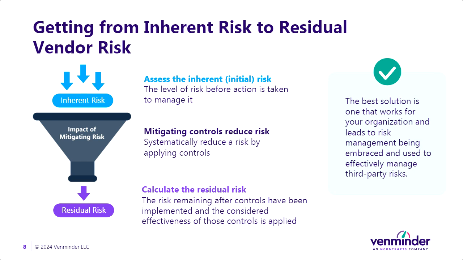Some of these controls could be systematically reducing the risk by applying certain controls, or there could be other manual processes that are in place to do that. The result, after all of those controls are applied, is then the calculated residual risk. And this is the risk that remains after those controls have been implemented and the considered effectiveness of those controls are applied. So your organization needs to determine if that remaining residual risk is within your company's or organization's risk appetite to move forward with that vendor. So hopefully that visual helps tell that story.